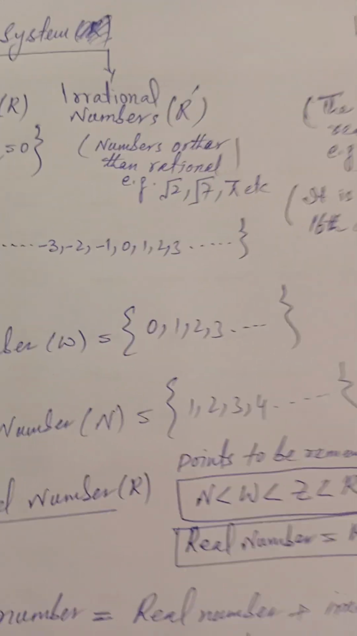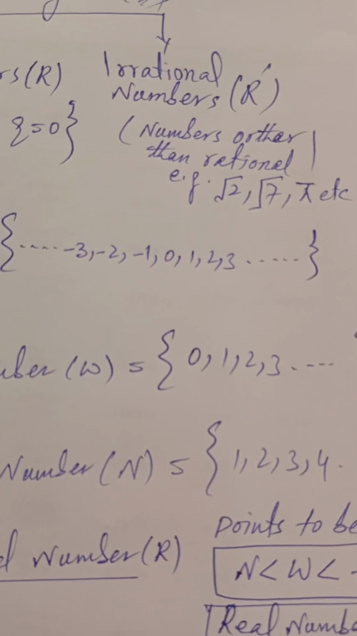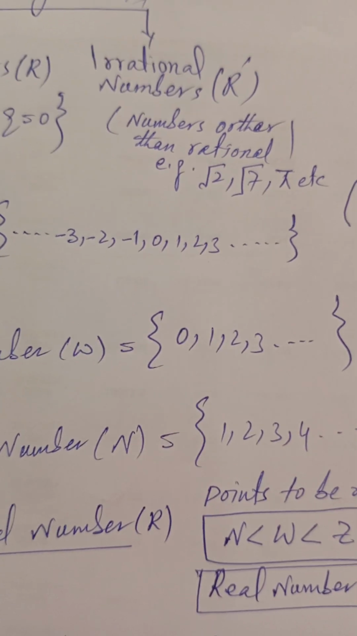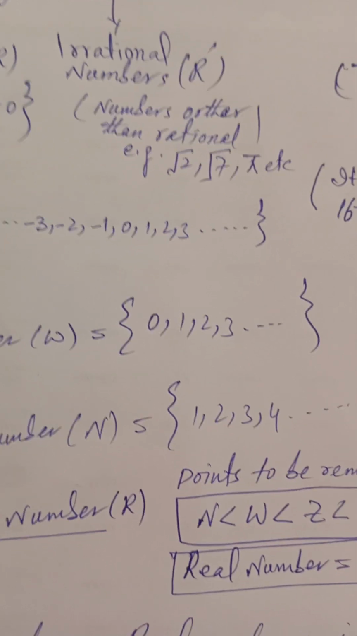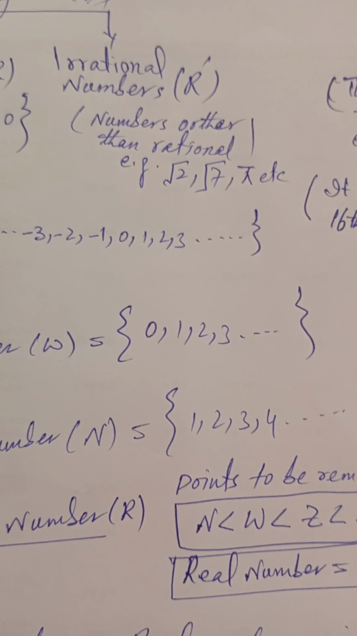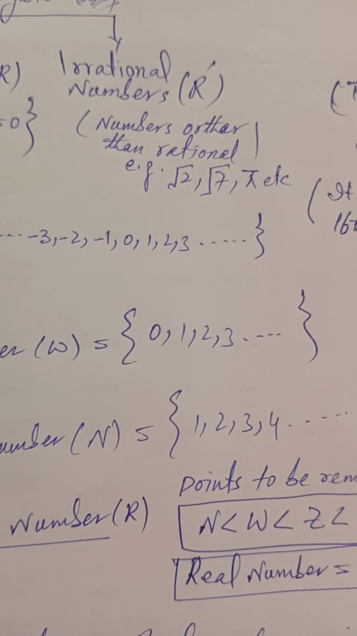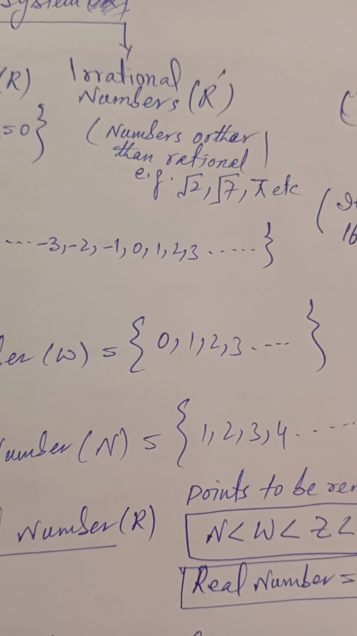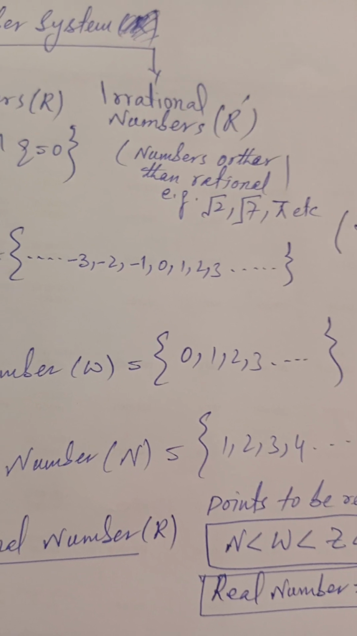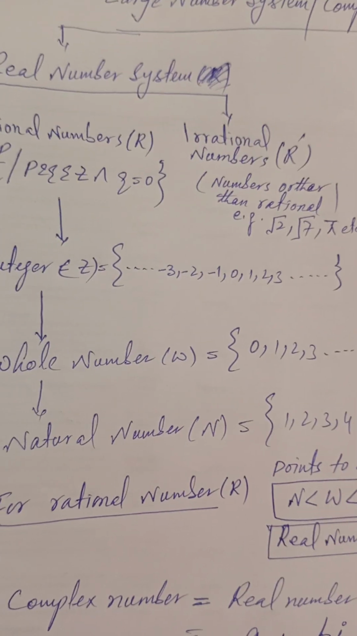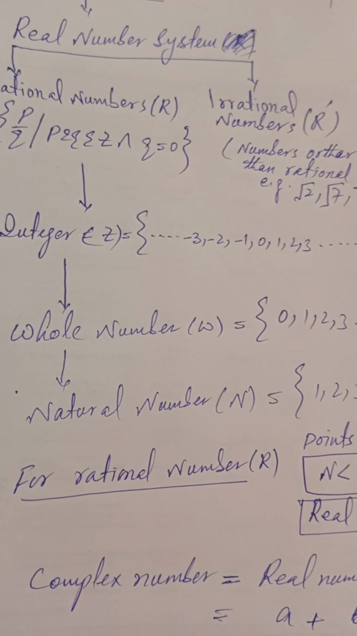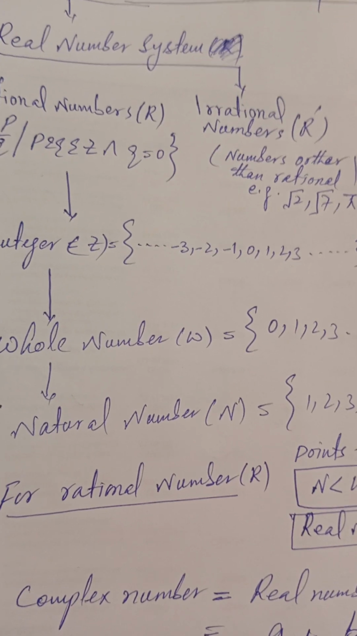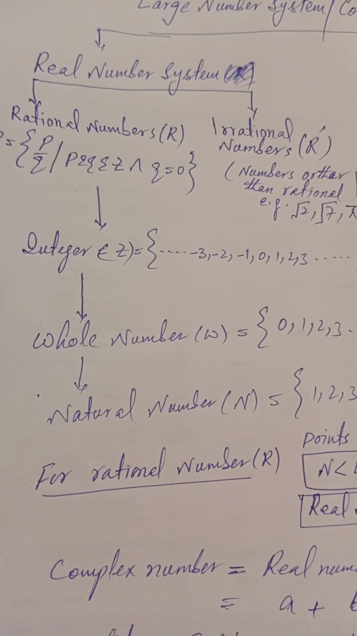The numbers other than rational numbers are called irrational numbers. For example, square root 2, square root 7, and pi, the value of pi. These are non-terminating and non-recurring values, so these are called irrational numbers. The combination of rational numbers and irrational numbers is called real numbers, and all the arithmetic calculations will be carried out upon these two types of numbers.